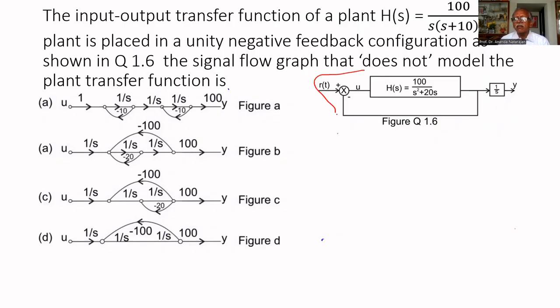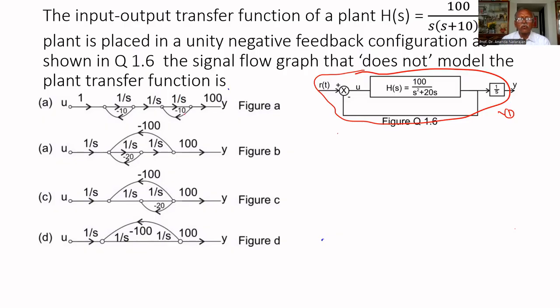One block diagram and 4 signal flow graphs are given. We have to find which signal flow graph does not belong to this. So we have to find 5 transfer functions: one for this, another 4 for these, and find which is not matching. That's why it will be time consuming. To avoid that, let us compare these figures first.